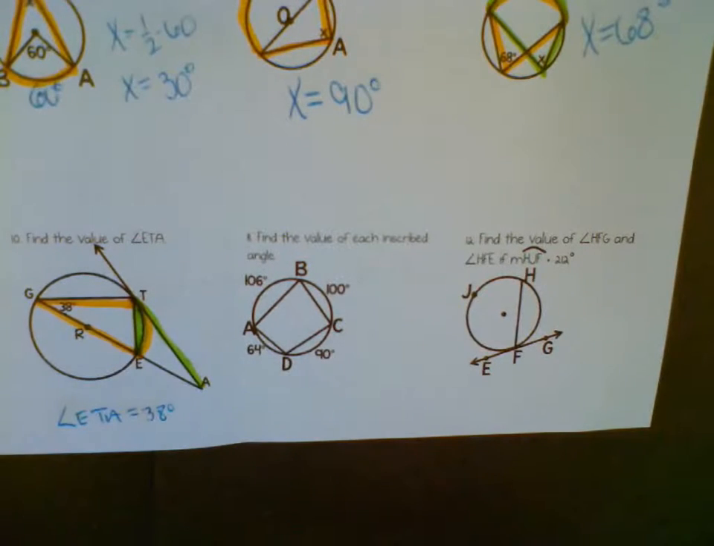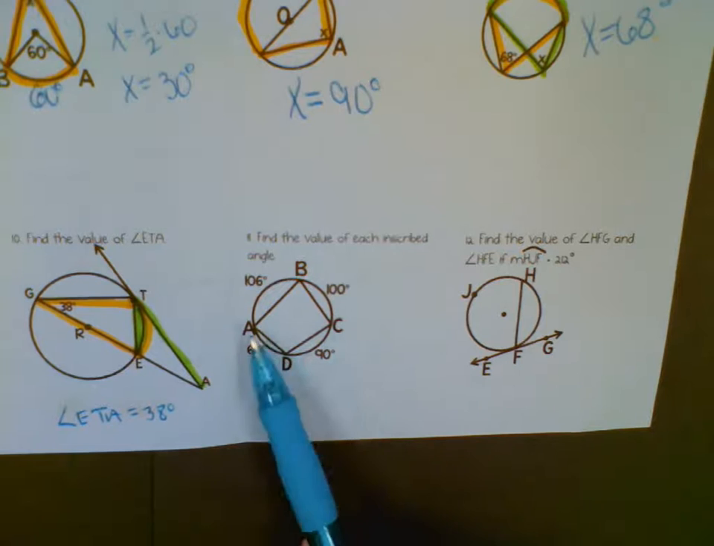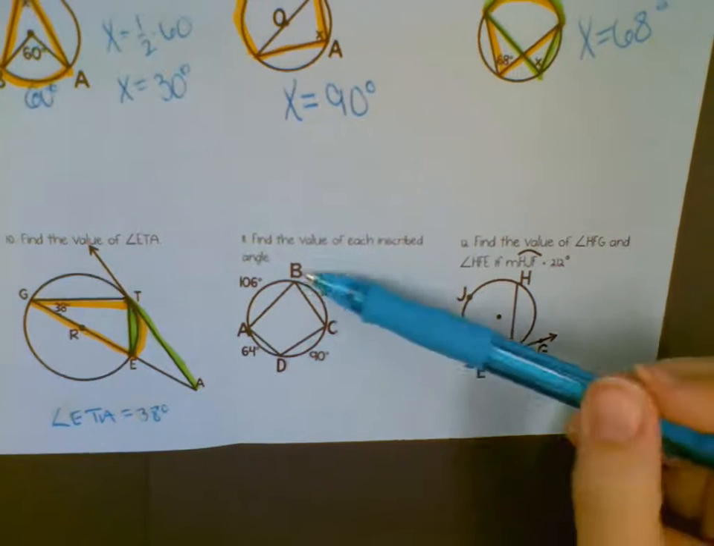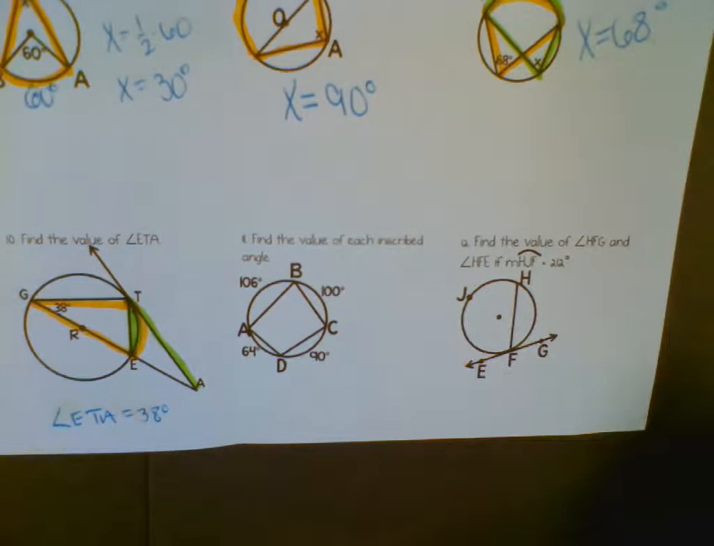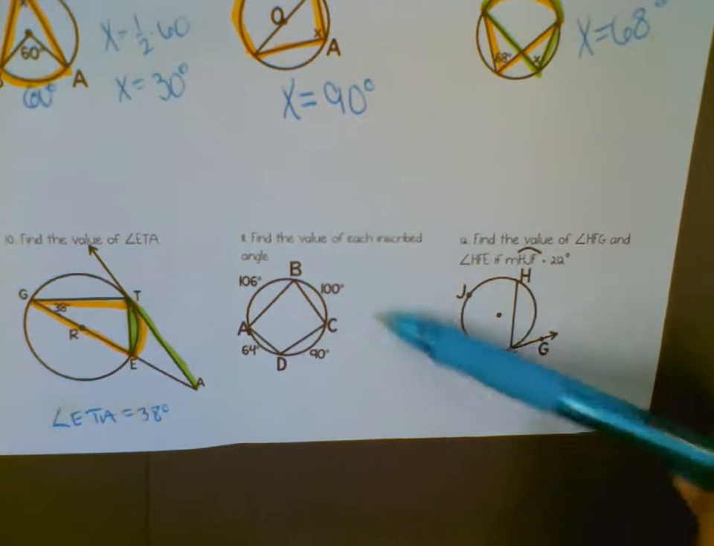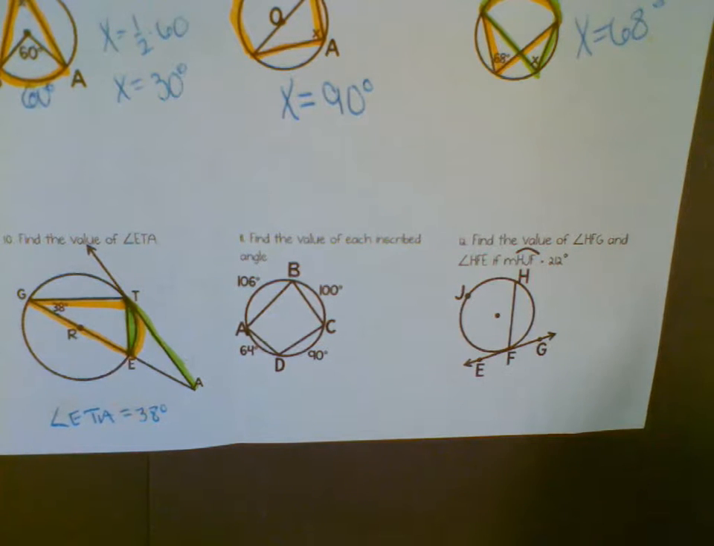Okay, so for 11, this is just like question number 9. Remember that opposite angles are supplementary. So A and C add to be 180, and B and D add to be 180. So why don't you go ahead and pause your video and try question 11.